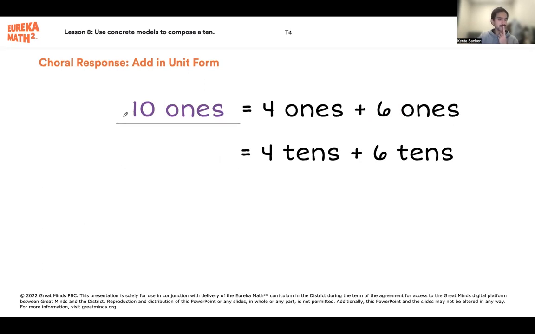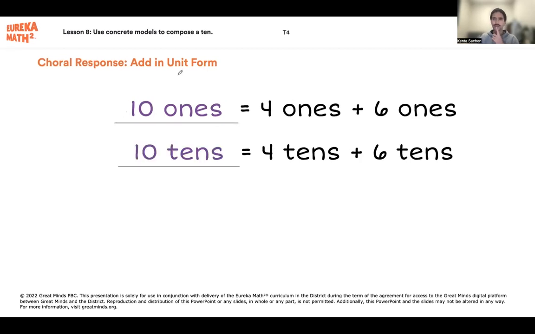How about 4 tens plus 6 tens? Shanti, what's 4 tens plus 6 tens? 10 tens. Now, let's think. What number is 10 tens? How do you write that down? Maybe you can count up by 10. What is 10 tens? Yeah, it's equal to 100, right? So 10 tens is equal to 100.